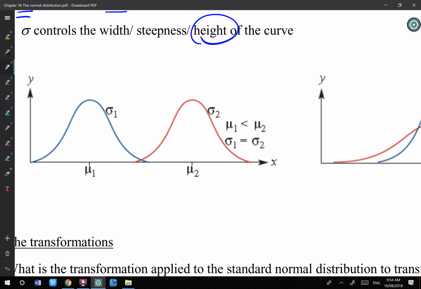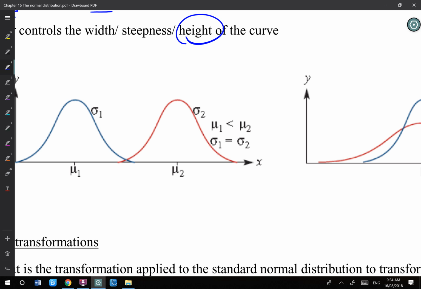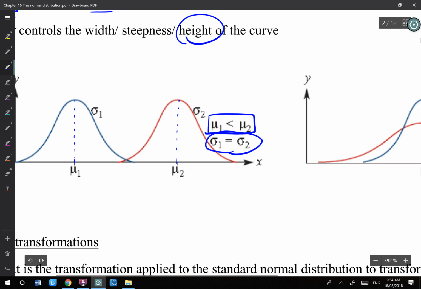If two graphs have the same height, they have the same sigma value. That's why I will say sigma1 equals sigma2. Then I can compare their mu value. The center for mu1 is on the left-hand side of mu2. So therefore, mu1 is less than mu2.